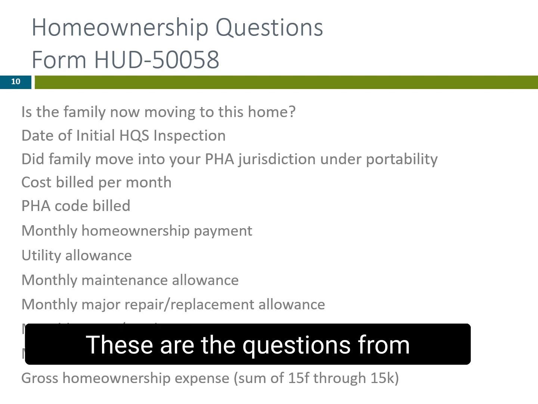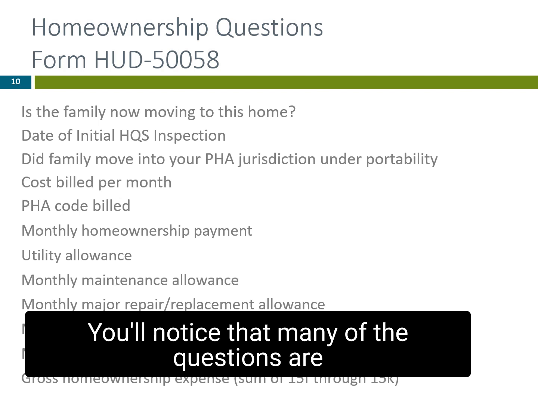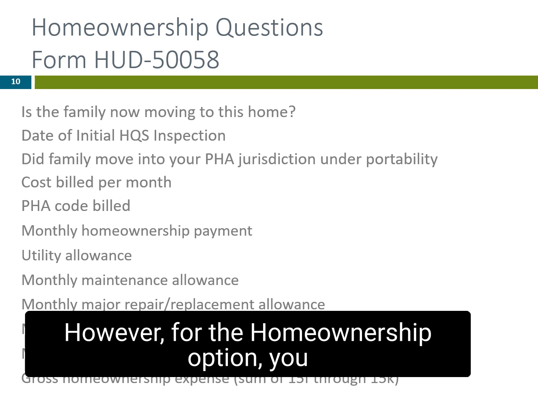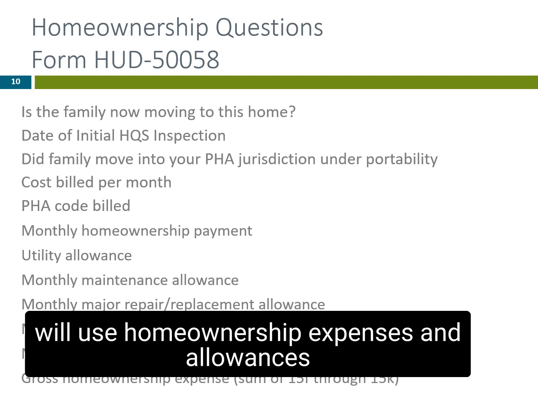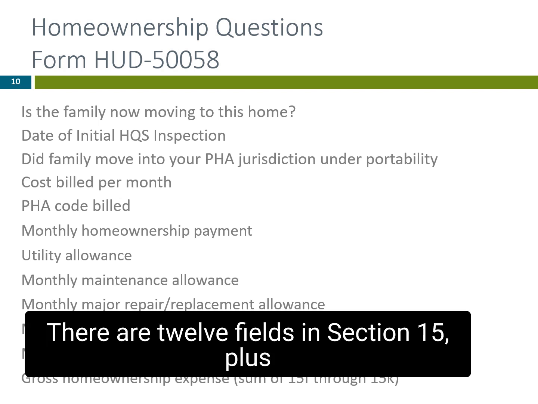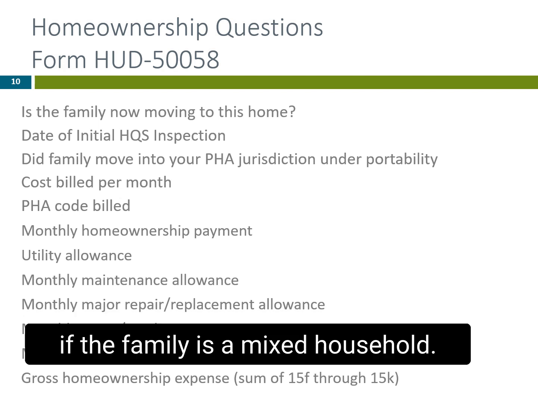These are the questions from the homeownership Section 15. You'll notice that many of the questions are similar to a regular voucher rent calculation. However, for the homeownership option, you will use homeownership expenses and allowances rather than rental expenses. There are 12 fields in Section 15, plus an additional 6 fields for prorated assistance if the family is a mixed household.